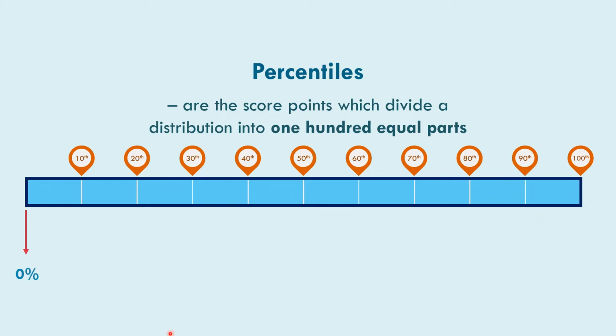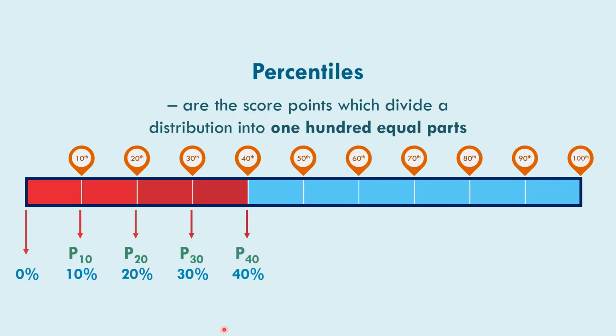The starting point is 0%. Between here and the 10th, that is 1%, 2, 3, 4, 5, 6, 7, 8, and then this one is 10%, percentile sub 10. And then 11, 12, 13, 14, 15, 16, 17, 18, 19, 20: percentile sub 20, that is 20%. Next is 30%, which means in between, 21, 22, 23, 24, 25, 26, 27, 28, 29, 30%, or percentile sub 30. Next is 40%.